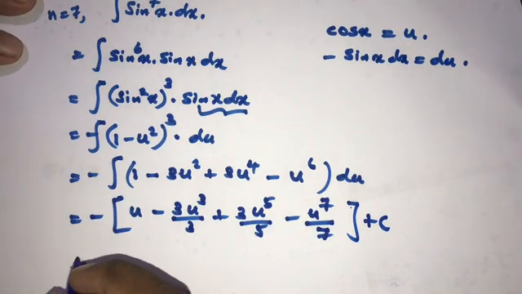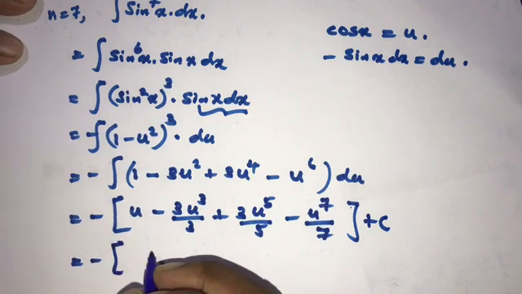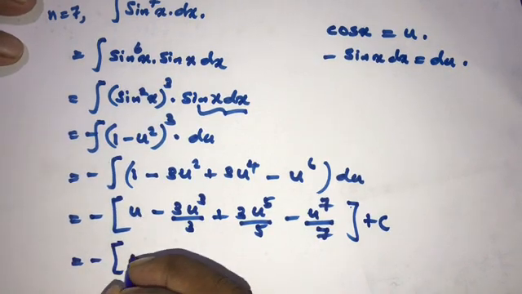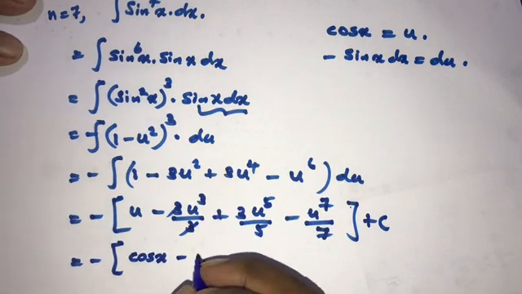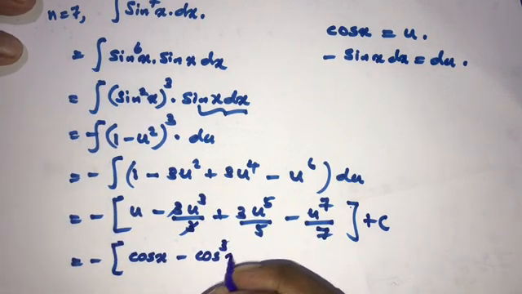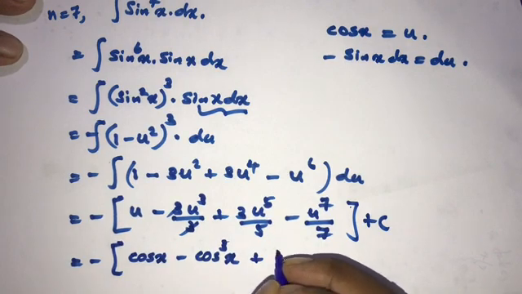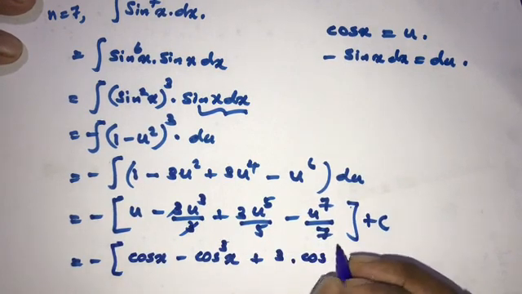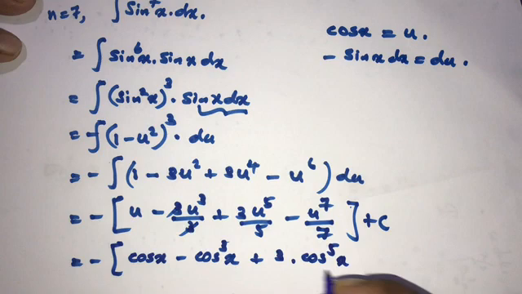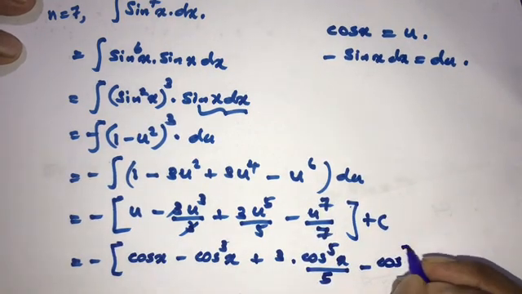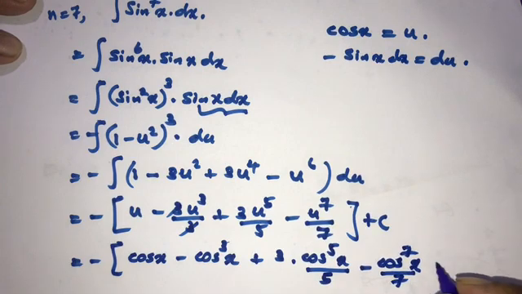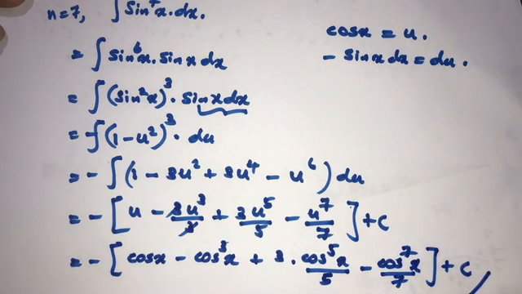Now plug in u, so u is equal to cosine of x, so minus cosine of x, now the 3 gets cancelled, plus 3 times cosine to the 5th power of x over 5 minus cosine to the 7th power of x over 7 plus c. Okay, this is the answer.